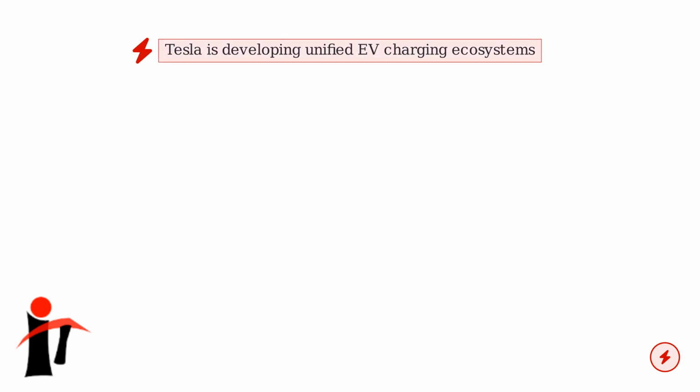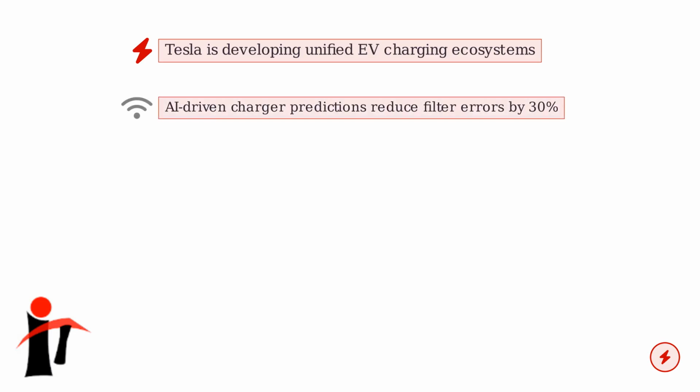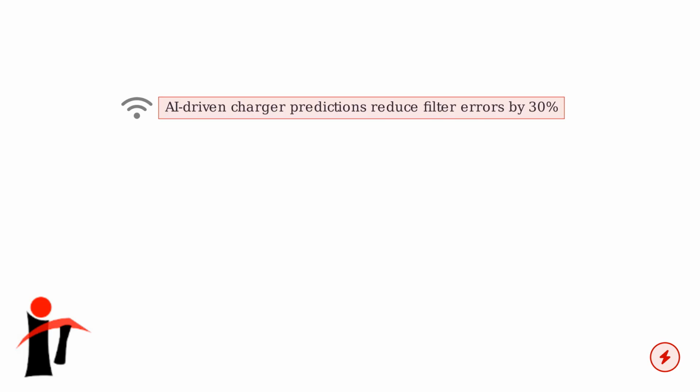Tesla is working toward unified EV charging ecosystems that integrate multiple networks seamlessly. AI-driven charger predictions are already reducing filter-related errors by 30% through machine learning that adapts to user behavior. By 2026, expect full integration with global standards like ISO 15118, enabling cross-network charging without manual filter adjustments. This will eliminate many of the visibility issues users currently face.